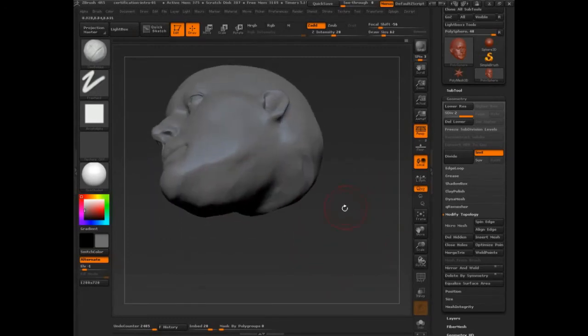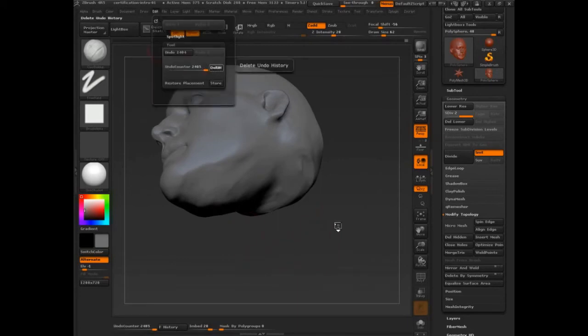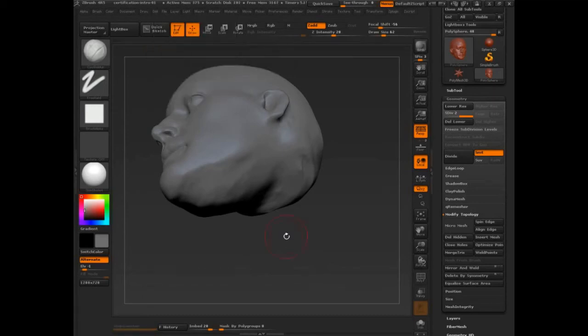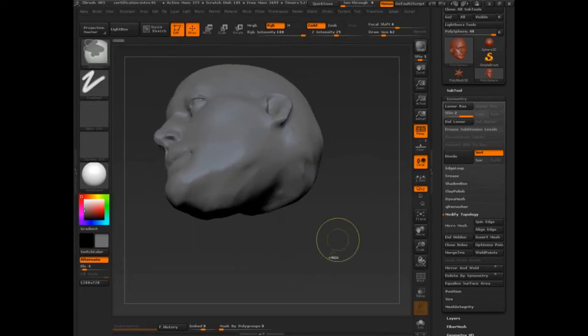So this model has been saved. I'm going to delete my undo history, so those aren't hanging around taking up memory. And let me just save this as week 2. Okay.